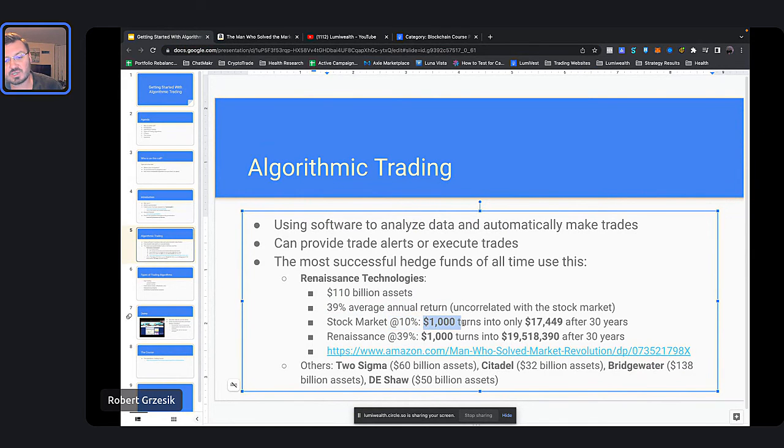So if you took $1,000 and put it into the stock market for 30 years, and just waited, that $1,000 would have turned into $17,000. That's great. That's why they tell you to take your retirement money and put it into the stock market. It's definitely a very good idea. However, if instead of getting that 10% return, you got Renaissance's 39% return, you're not going to get 4 times more money. You're going to get a lot more than 4 times more money.